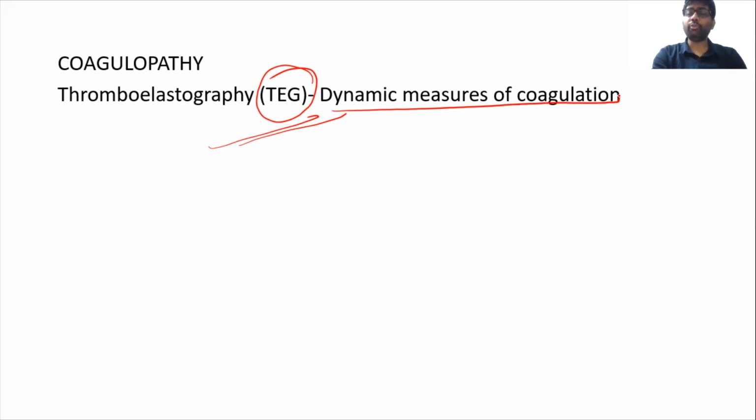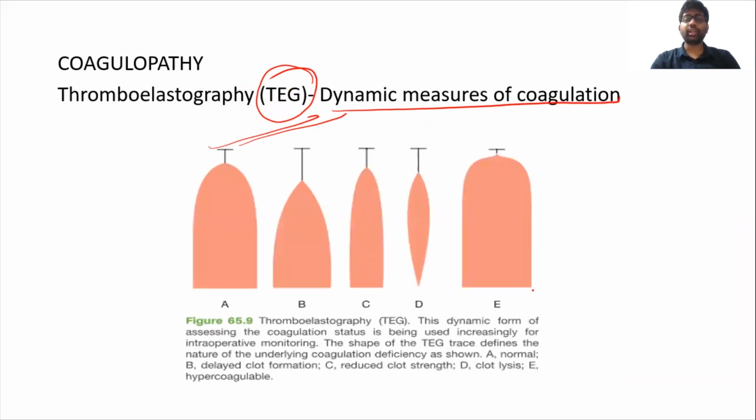But Bailey and Love very typically gives this diagram, and this diagram taken from Bailey and Love is very likely to be asked in the MCQ. They can pick up any of this image and ask you, what does this represent? So let us try to understand this thromboelastography in slight detail. See, there are three important things we have to understand. The first is this perpendicular line.